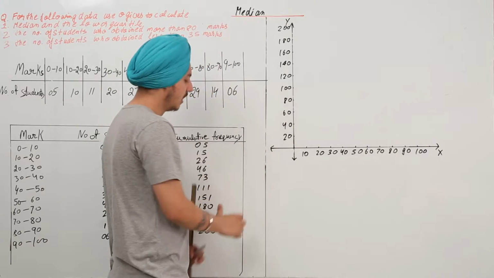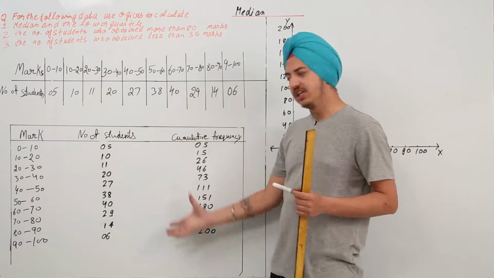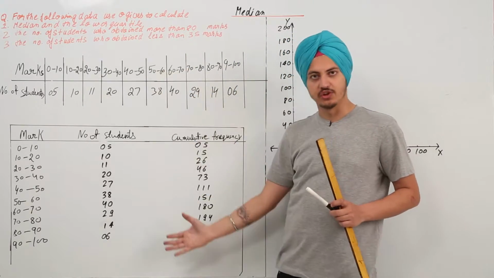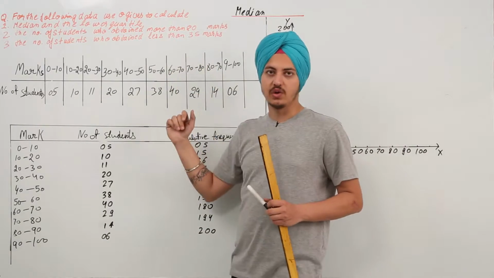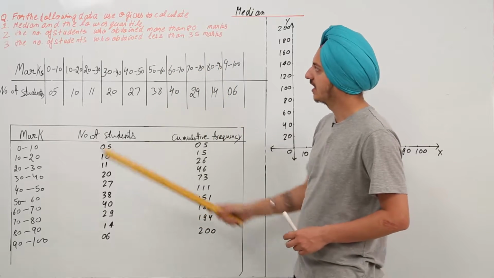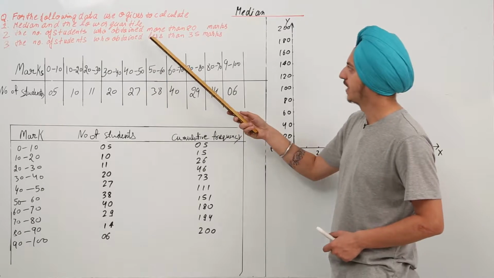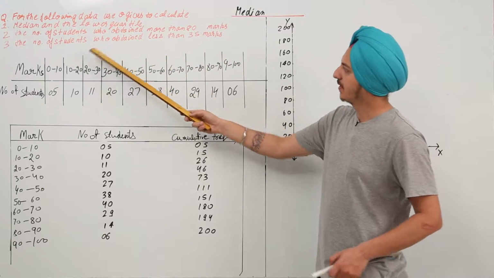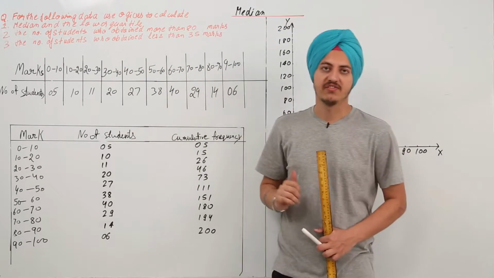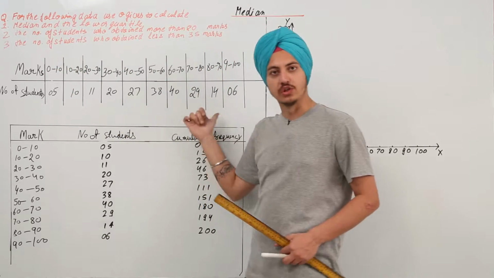So first of all, how do we start this question? Again, we've drawn this table after the question. Now what does the question say? The question says, for the following data, use ogives to calculate the median and the lower quartile, the number of students who have obtained more than 80 marks, and the number of students who have obtained less than 35 marks. And this is the data. These are the marks. These are the number of students.